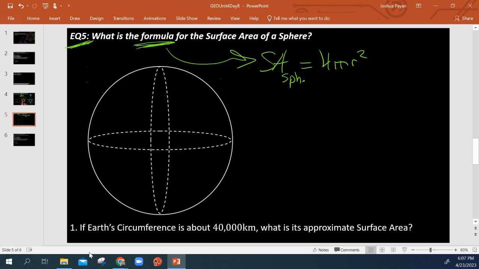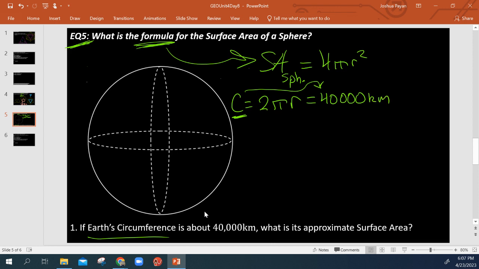But anyway, just a really brief example. If the Earth's circumference is about 40,000 kilometers, what is its approximate surface area? So we don't even know the radius, but that is the one thing that we need to find out. We know the formula for circumference is 2 pi r. We know that the circumference is equal to 40,000 kilometers. And I forgot to boot up the calculator. I didn't think I was going to need it, to be honest with you.